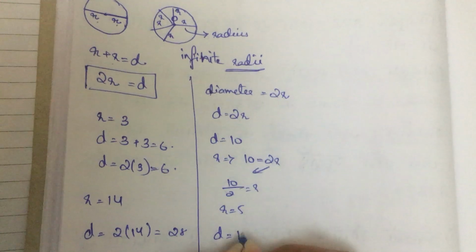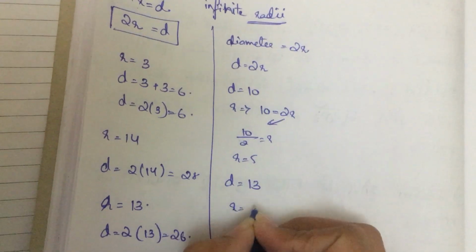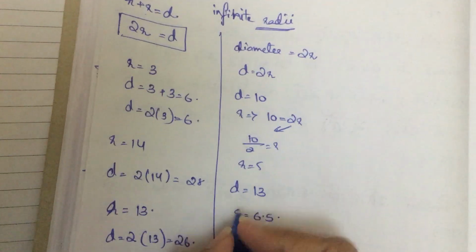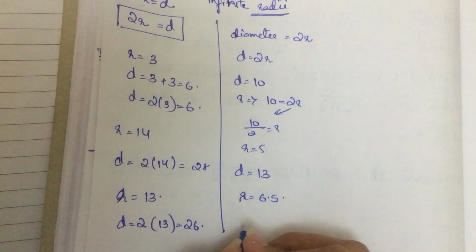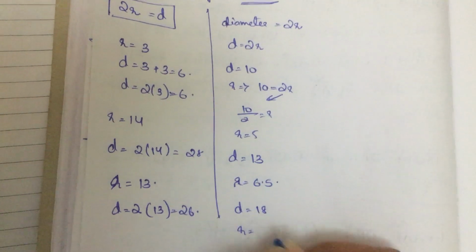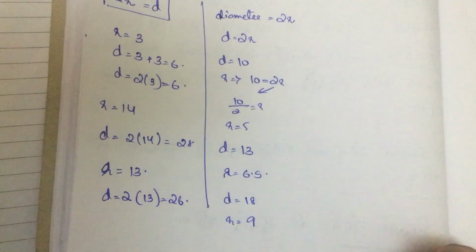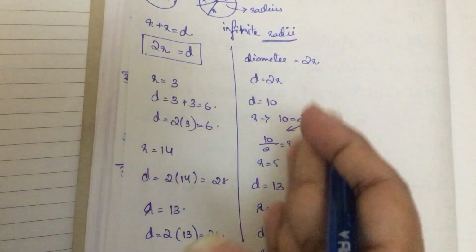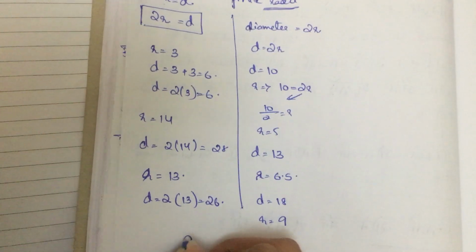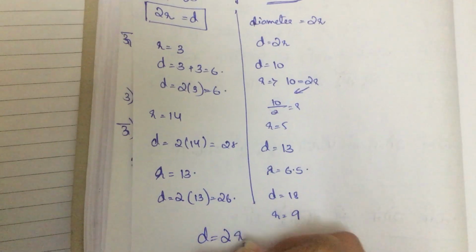If d is equal to 13, then the radius will be half of this, that is 6.5. I have to do half of it always in my head. Then d is equal to, let's say, 18, so the radius is half of it, 9. So that's how, when the diameter is given, calculate the radius, and when the radius is given, calculate the diameter, by this particular formula, d is equal to 2r.